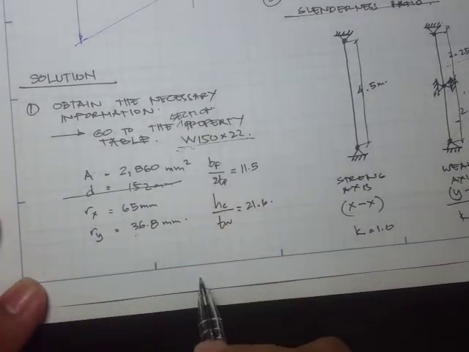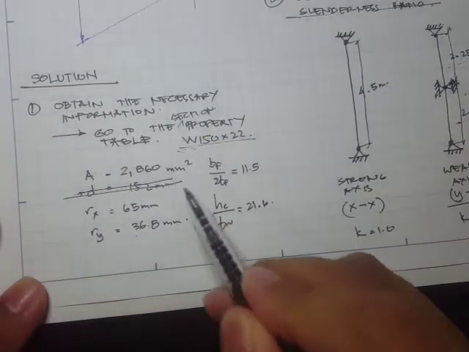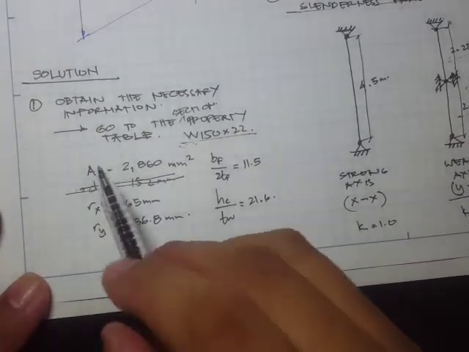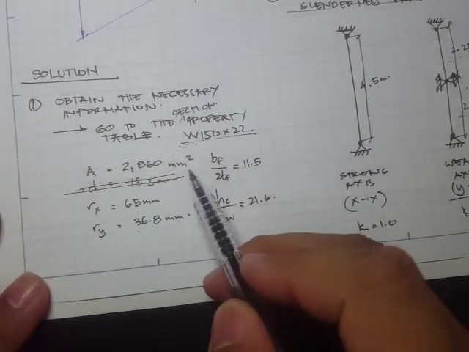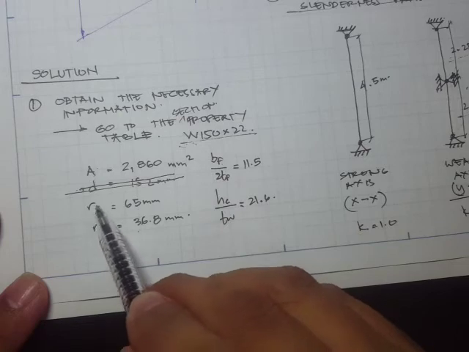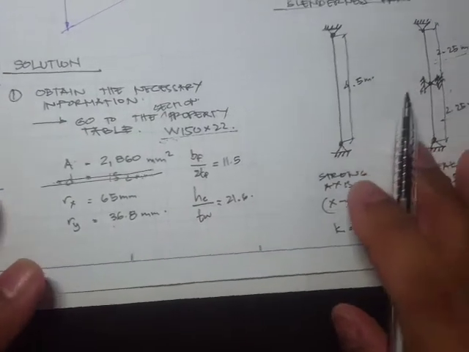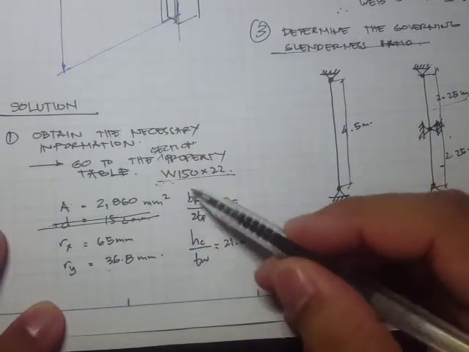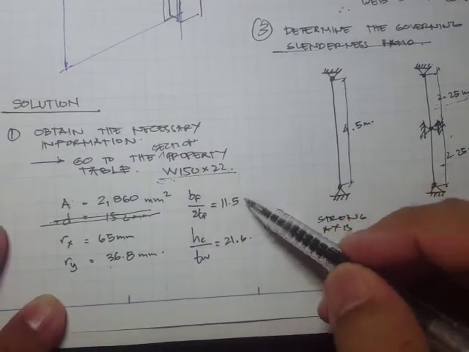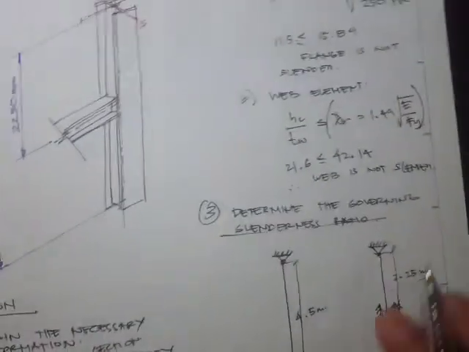We write down the depth. Actually, we didn't use that, so you can just omit this one. So we wrote down the area, the radius of gyration along X and along Y, and then the compact section values. Okay, so it's 11.5 and 21.6.